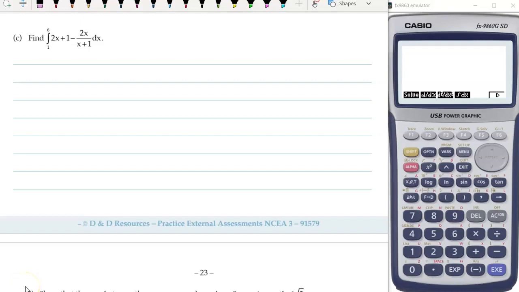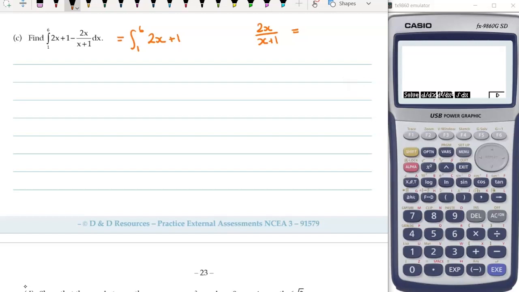Right, part C, we have another definite integral. But before we can go ahead with integrating it, we need to sort out what's happening on this term here, because that's not something we can integrate straight away as it is. So let's turn that into a fraction where we're going to do a bit of algebraic juggling to sort out what 2x over x plus 1 is. I'll just do that on the side here actually.